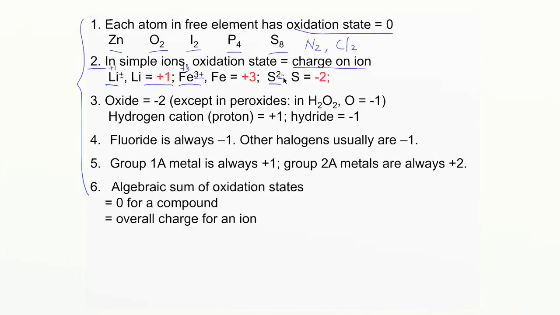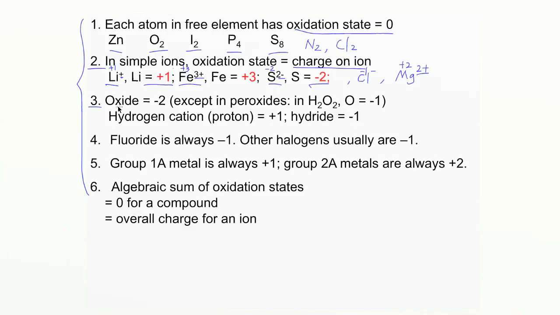Sulfide, 2 minus is the charge, because again it has only one element, so the oxidation state is negative 2. Some other examples, like chloride: the charge is 1 negative, so the oxidation state is negative 1. And magnesium 2 plus. 2 plus is the charge, so the oxidation state is positive 2. So this is number 2.